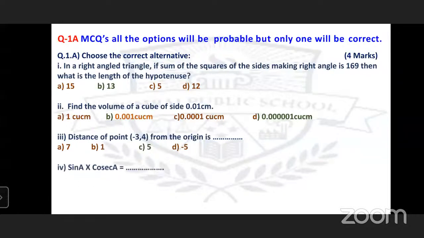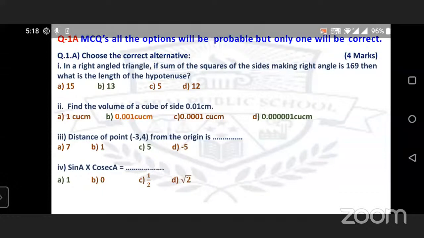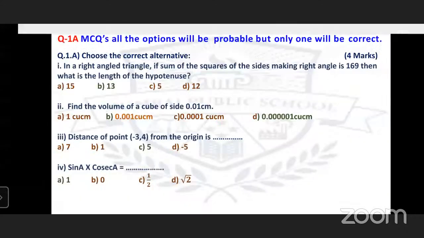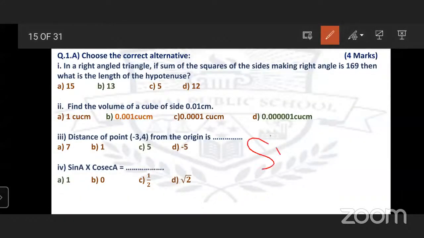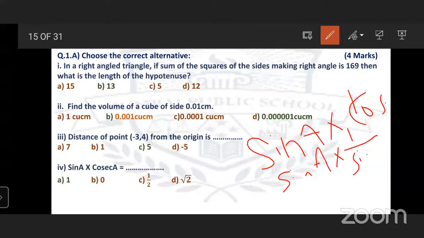Now the last MCQ, sin A into cosec A is equal to dash. Again we solve this question. Now sin A into cosec A. Cosec is the reciprocal of sine. So here we write sin A times 1 by sin A. So sin A gets cancelled, we get 1. So the answer is 1. So the correct option is A.